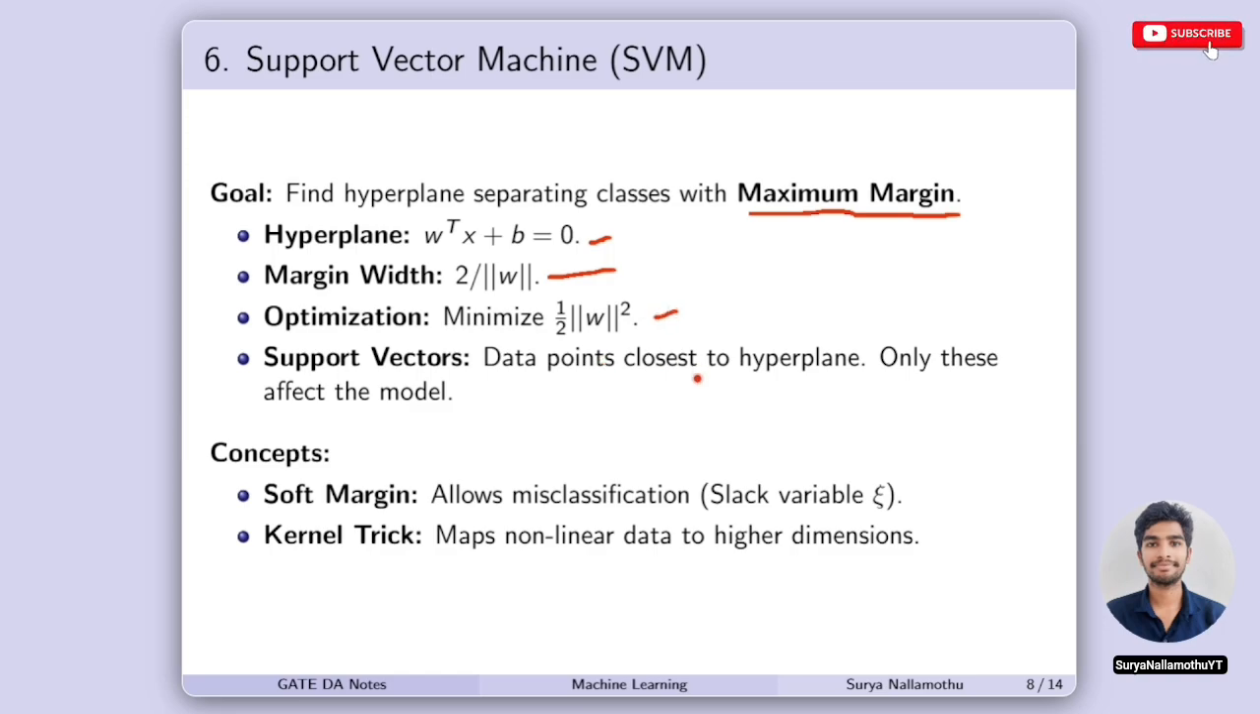The support vectors are the data points closest to the hyperplane. Only these affect the model. This way the support vectors help to affect the model. The concepts are soft margin and kernel trick, which allow misclassification. The slack variable helps the soft margin, and the kernel trick helps to map nonlinear data into higher dimensions.